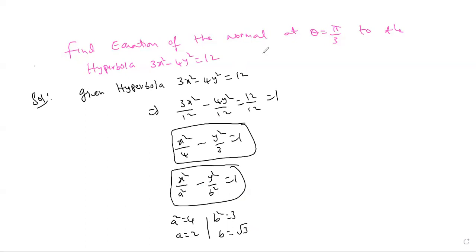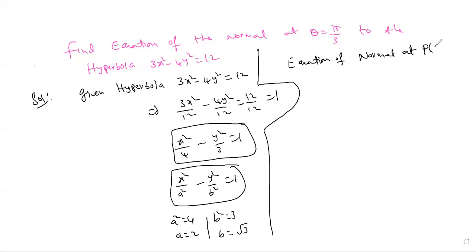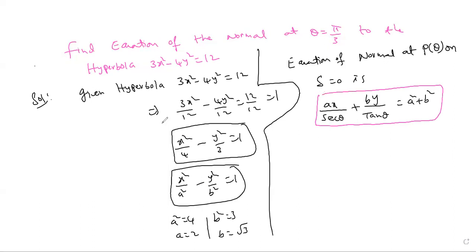Now what is the formula? The normal form in terms of theta, the equation of normal in parametric form. The equation of normal at P theta on S equal to 0, the standard form of hyperbola, is ax by secant theta plus by by tan theta is equal to a square plus b square. All of you must remember this formula. Remember the formula, it is easy to get marks.